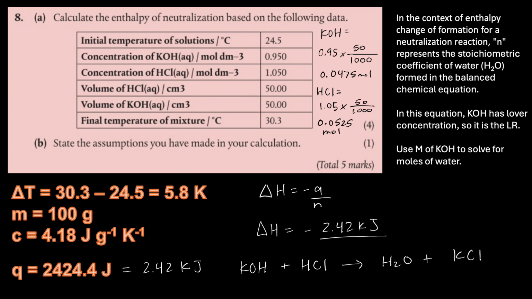Now, since we have a 1-to-1 ratio in our balanced chemical equation, we know that KOH is going to be our limiting reactant, so we're only going to have 0.0475 moles of water. That is going to give us an enthalpy change of negative 50.9 kilojoules per mole.